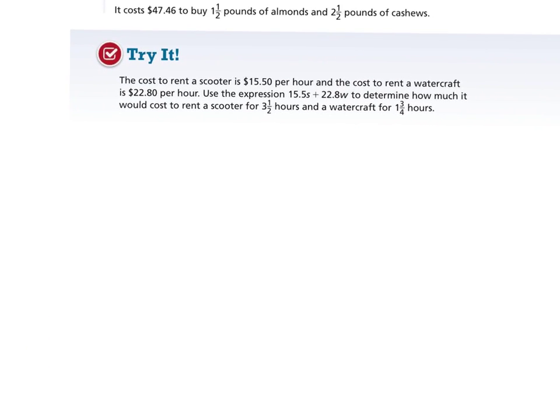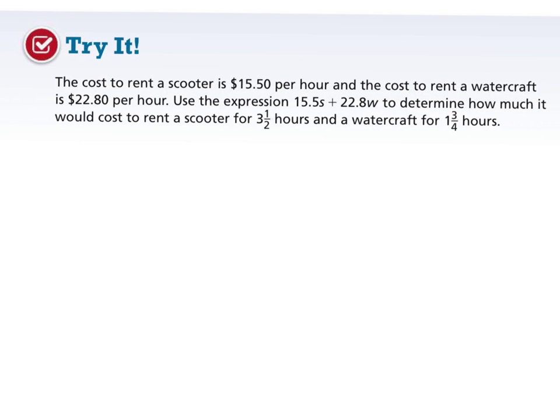So, similar idea on the try it. The cost to rent a scooter is $15.50 per hour, and the cost to rent a watercraft is $22.80 per hour. That information they're giving us, they are putting into their expression here. On the expression, they've dropped the zeros off. We don't need a zero at the end of our decimal. If you want to keep those there, that's fine. It doesn't hurt anything. That's probably what I would do. So anyway, we're going to rent the scooter for 3.5 hours and the watercraft for 1 3/4 hours.